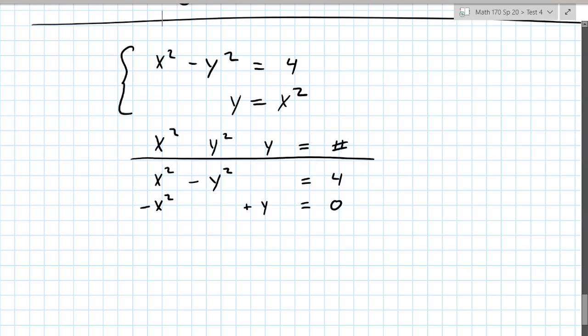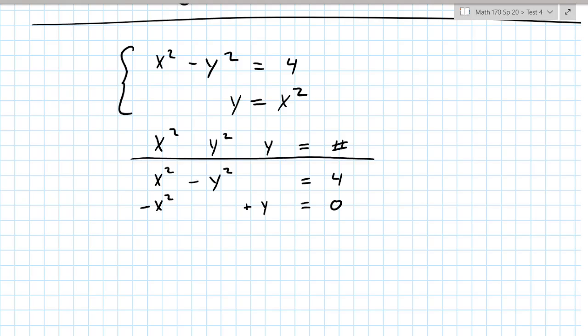Our last example is x squared minus y squared equals 4 and y equals x squared. The first equation is the equation of a hyperbola, which you may or may not have seen before. The second equation is the equation of a parabola. We don't have to know what the graph looks like to do this. We can work it out anyway.